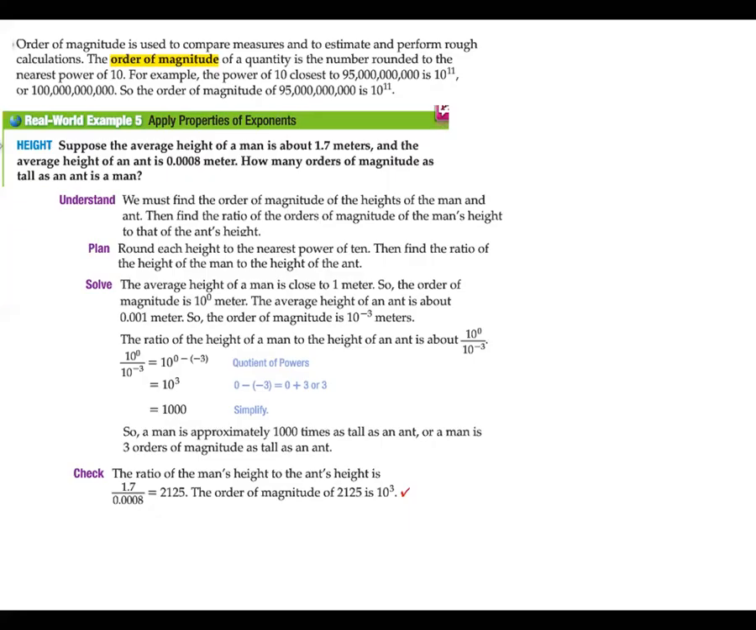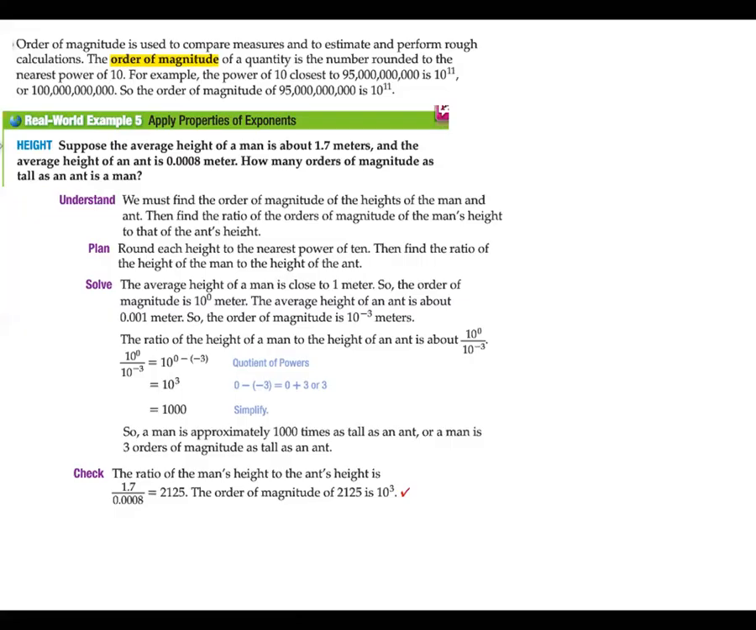So the average height of the man is close to 1 meter, so the order of magnitude is 10 to the 0 power, because 1 is 10 to the 0 power. The average height of an ant is about 0.001 meters, so the order of magnitude is 10 to the negative 3. The ratio would be 10 to the 0 over 10 to the negative 3. So you subtract exponents, 0 minus negative 3 is 10 to the third, or 1,000. So a man is approximately 1,000 times as tall as an ant, or a man is 3 orders of magnitude as tall as an ant.